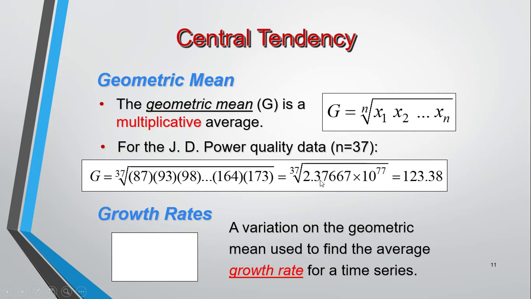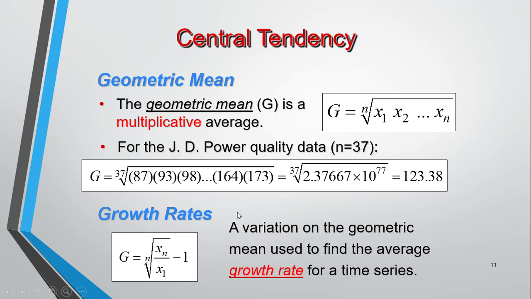It's actually 2.37 times 10 to the 77th power as the product of this multiplication. You find the 37th root of that. You probably need a calculator or an Excel spreadsheet to do that. And you find that the 37th root is 123.38. That is the geometric mean of this J.D. Power quality data. And remember, it's different from the arithmetic mean or the simple mean.